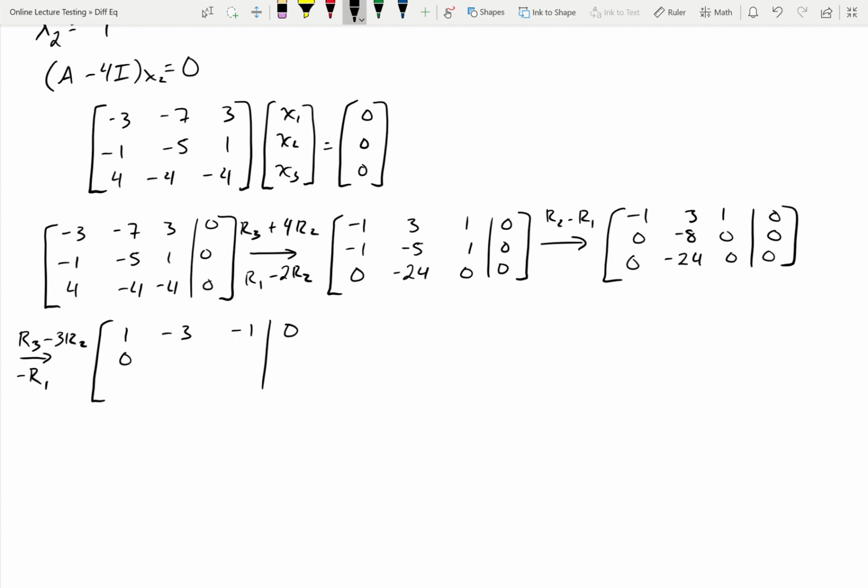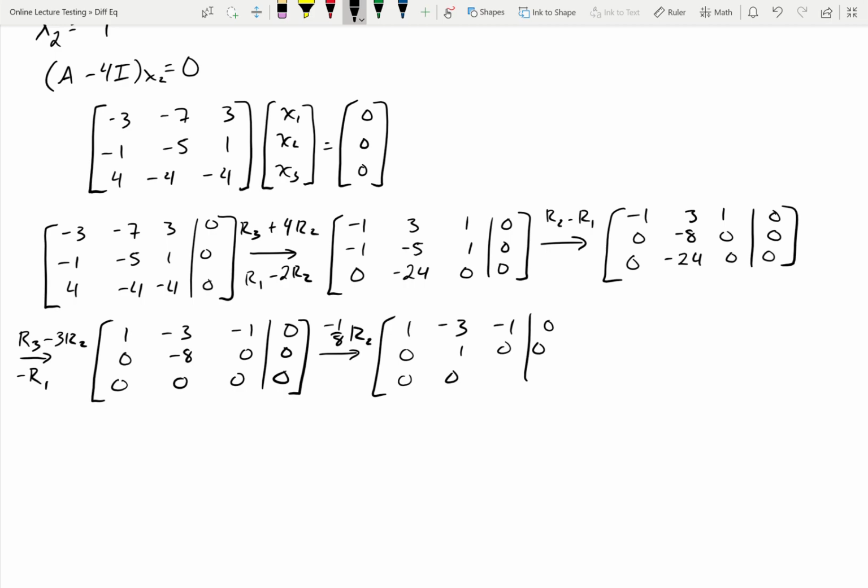Row 2 stays the same, so 0, negative 8, 0, 0. And then we zeroed out our last line there. And then to make things a little bit easier, negative 1/8 row 2: 1, negative 3, negative 1, 0, 0, 1, 0, 0, 0, 0, 0, 0. And then finally, row 1 plus 3 row 2. So we're going to get 1, 0, negative 1, 0, 0, 1, 0, 0, and zeros through here.